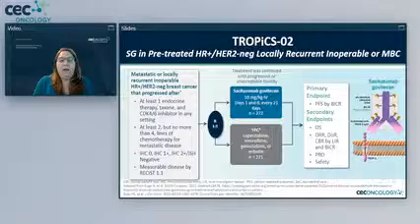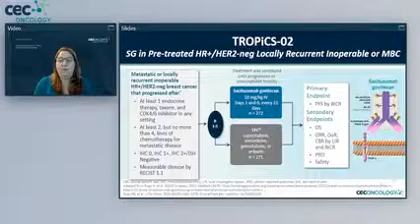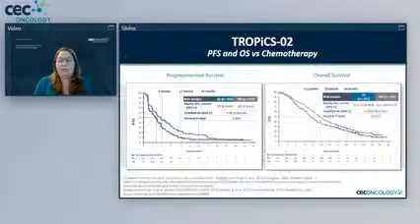The patients were randomized 1-to-1, again, SG, and then treatment of physician choice. Again, our endpoints were progression-free survival, and secondary endpoints were overall survival, overall response rate, duration of response, patient-reported outcomes, and safety.